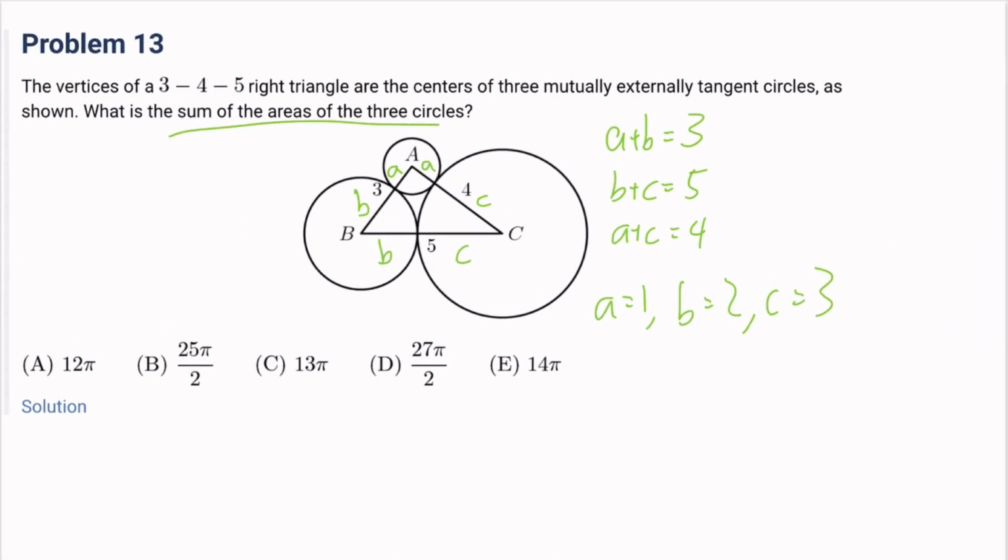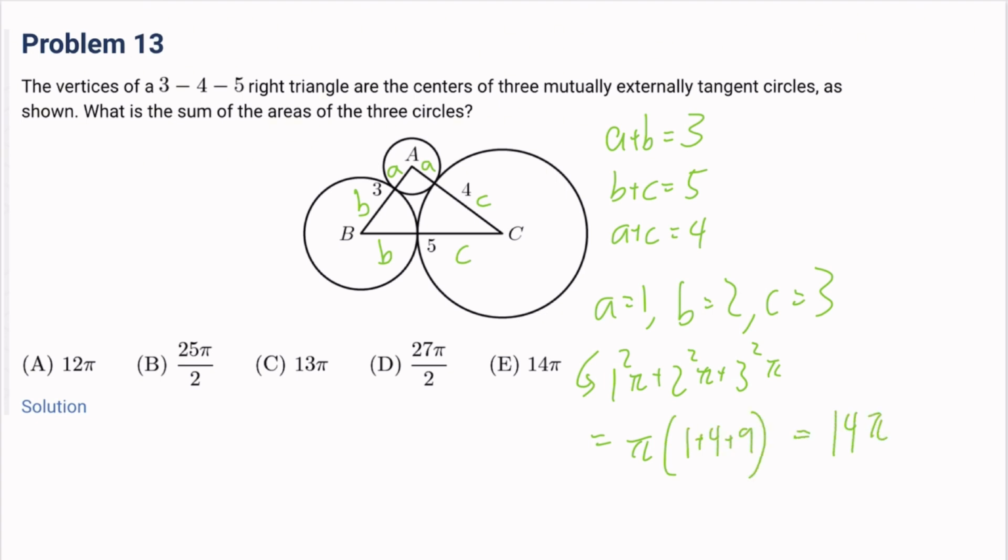So the sum of the areas, that's just going to be 1 squared pi plus 2 squared pi plus 3 squared pi. This is equal to pi times 1 plus 4 plus 9 equals 14 pi, right? So 14 pi is the answer, it's E.